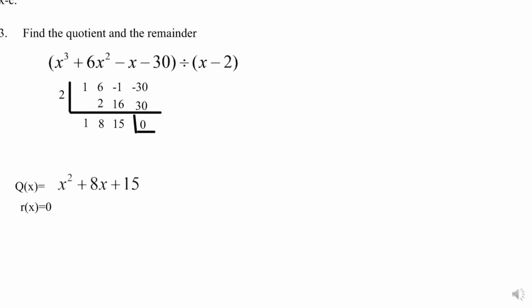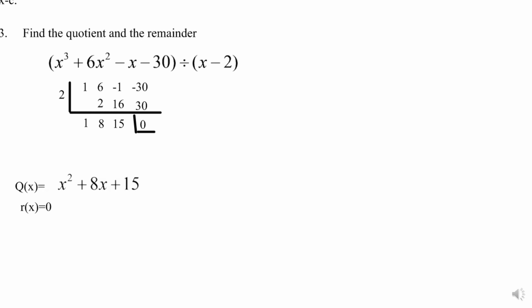An easier way to divide is using a process called synthetic division. However, it can only be used if your divisor is of a certain format. The format of the divisor must be x minus c. Problem 3. Find the quotient and the remainder of the following: x cubed plus 6x squared minus x minus 30 divided by x minus 2.